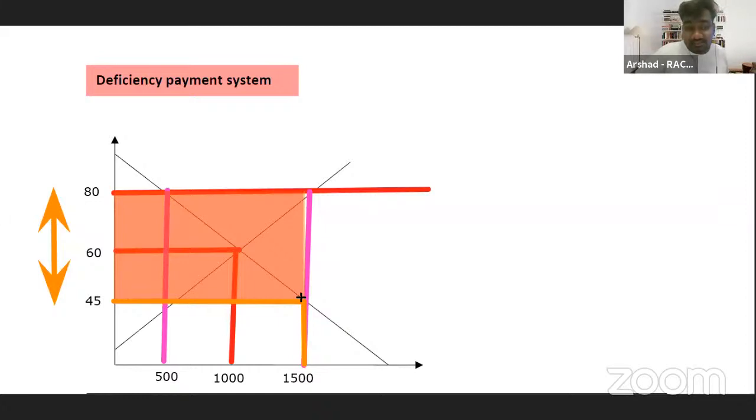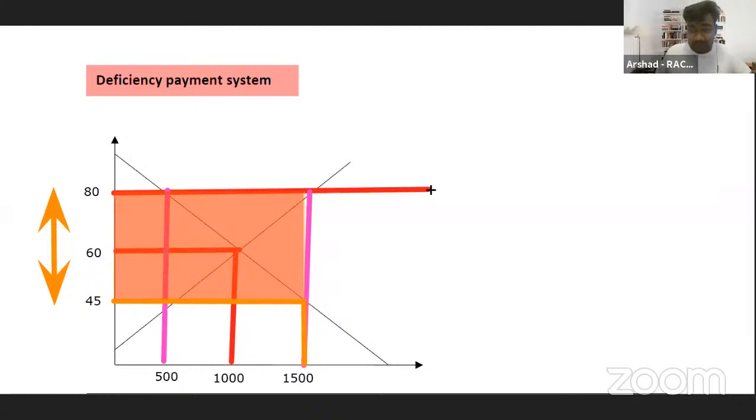Is that clear? That's what you call a deficiency payment. They don't buy, but they give the remaining balance. Be very clear with that, guys. Price, government purchasing, and deficiency payment are not the same. Yes or no?